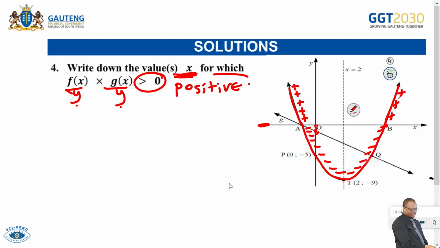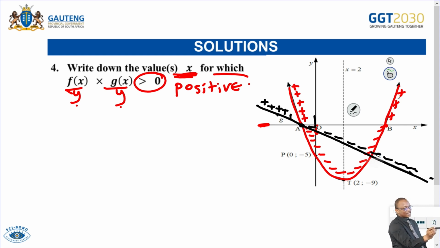Now, looking at the one for the straight line, moving from A going this side, we have positive values there. Why? Because it's above. Now, from A going that side, we have negative values. The y values are negatives there.